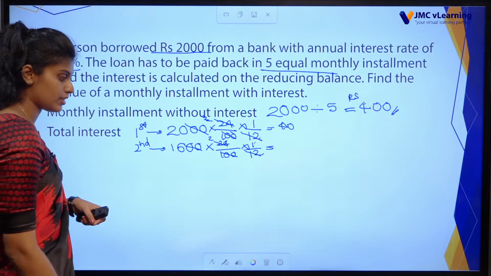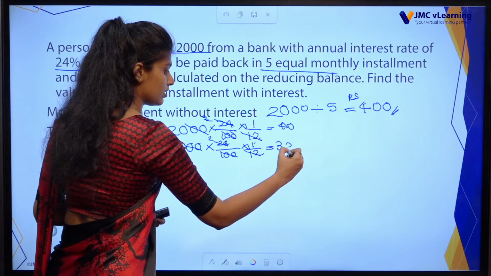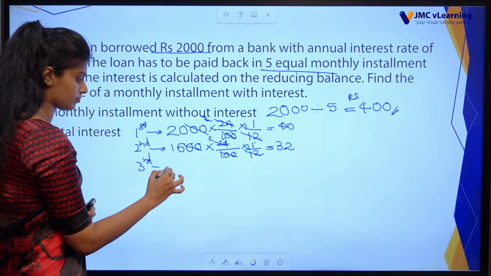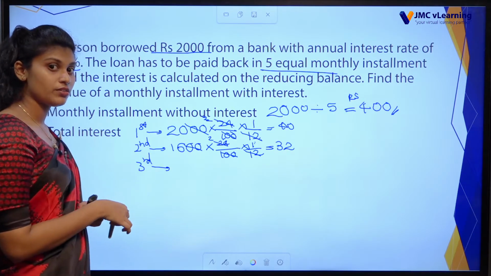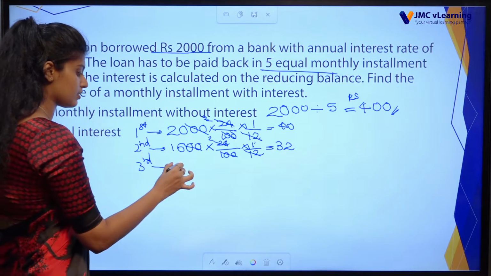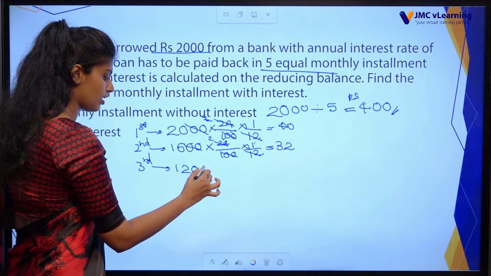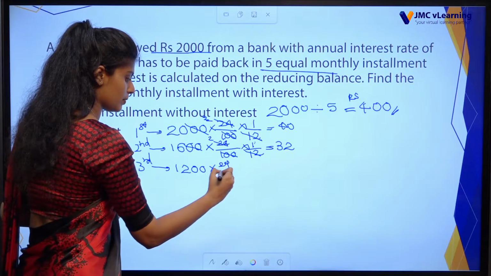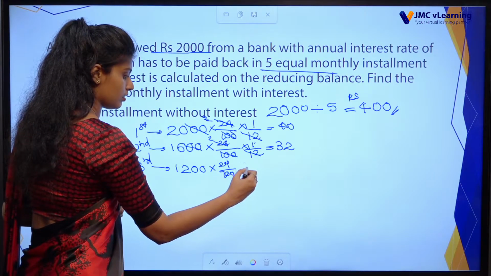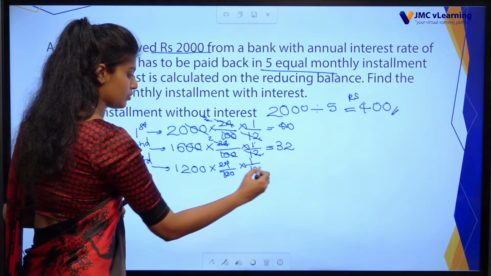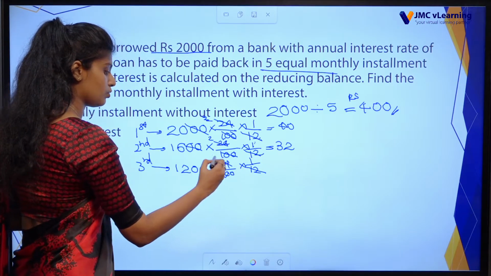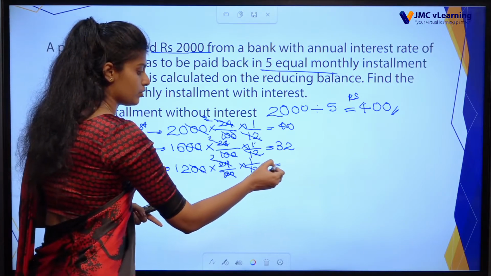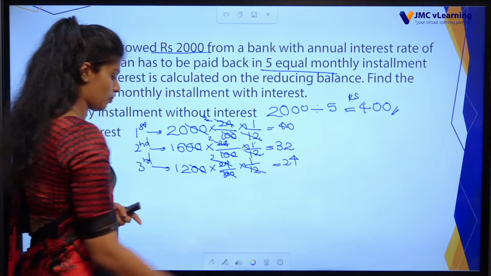16 into 2 is equal to 32. Then third month, again you have to reduce 400 rupees. It is 1200 into 24% divide by 12. This is 2 zeros. 12 into 2 is equal to 24.